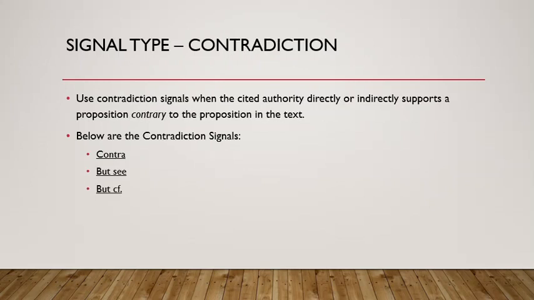Contradiction. Use the contradiction signals when the cited authority directly or indirectly supports a proposition contrary to the proposition in the text. Below are contradiction signals. Contra, but see, but cf.